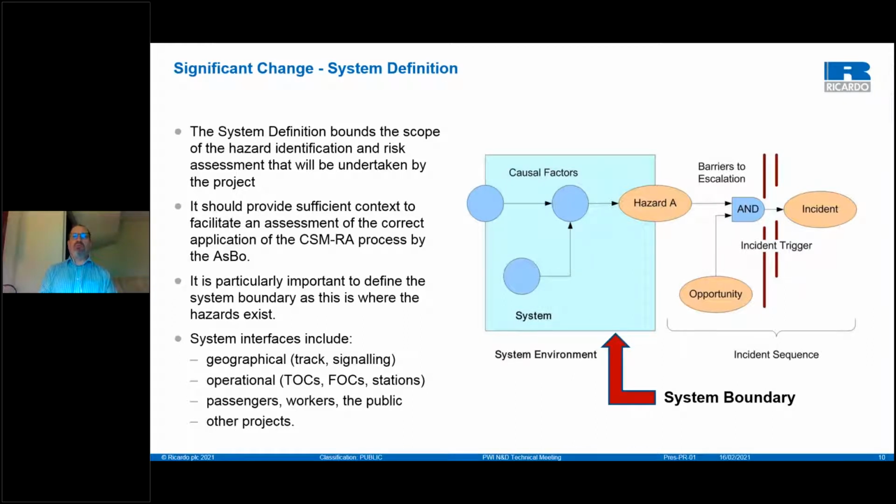So it's very important to define the system boundary and the interfaces, which are numerous and include geographical interfaces, operational interfaces, passengers, workers, the public, and, as I mentioned, other projects. Other projects might be interfacing with yours. That introduces the concept of additionality and other change that could result in hazards. And systems can exist within systems. I won't go into too much detail about that because there's not much time, but I will give you an example that touches on that later.